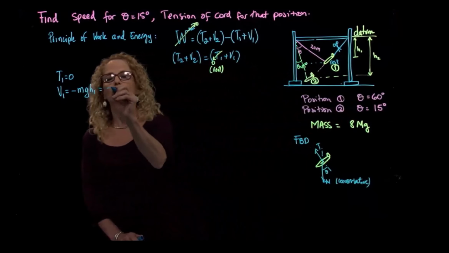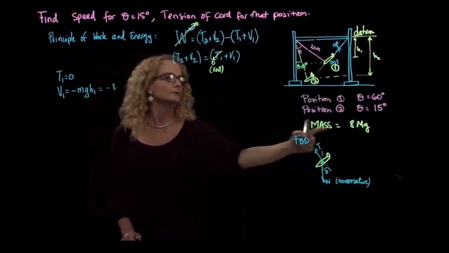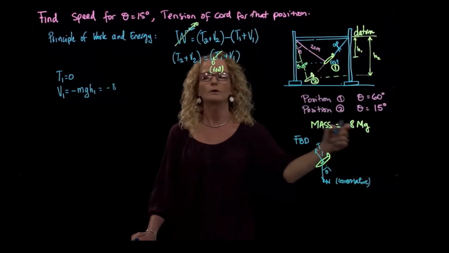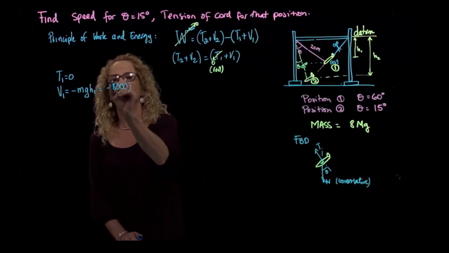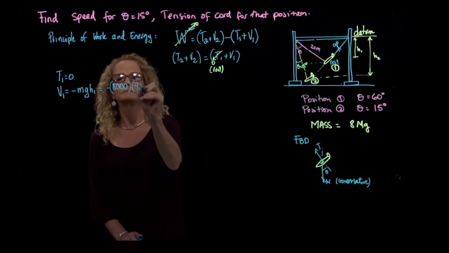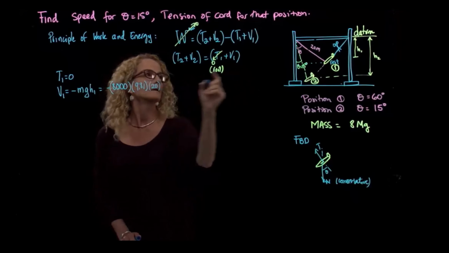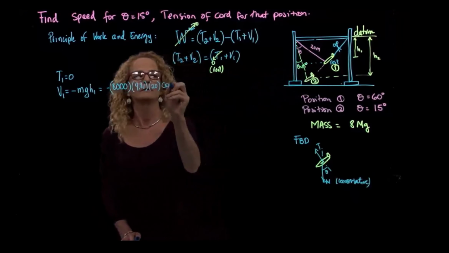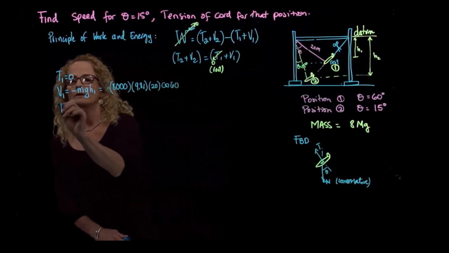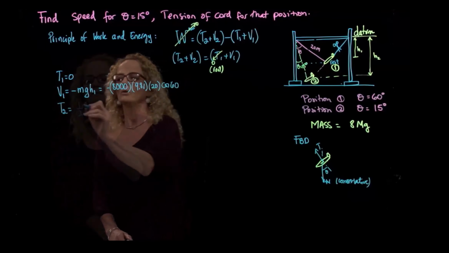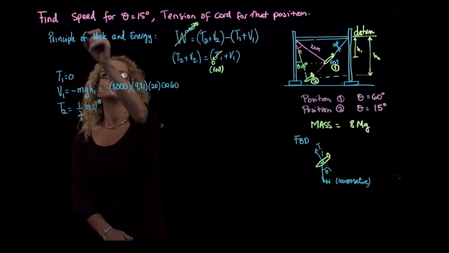So we have negative, and we have also the mass of the airplane, which is 8 times 10 to the 3 to convert it into kilograms. So it will be 8,000 kilograms times gravity times H1, we said is 20, and we said it's cosine of 60. And cosine of 60, we know that is 1/2. Then we have T2 will be equal to 1/2 mass times velocity squared, which is actually what we want to find.